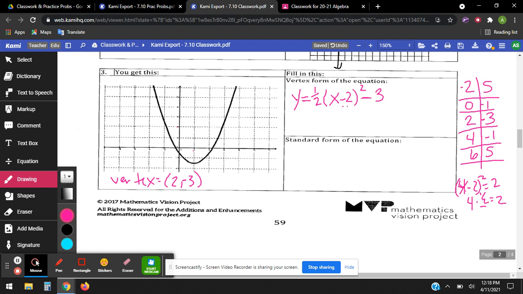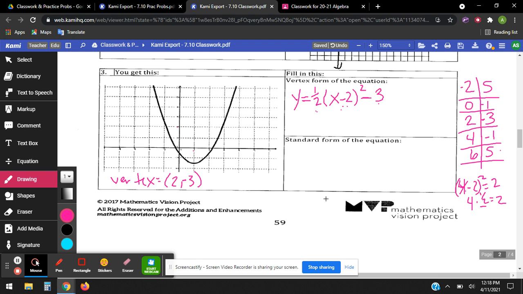So let's try it with the 6. 6 minus 2 is 4. There we go. 4 squared is 16. Half of 16 is 8. 8 minus 3 is 5. There we go. A half in there.